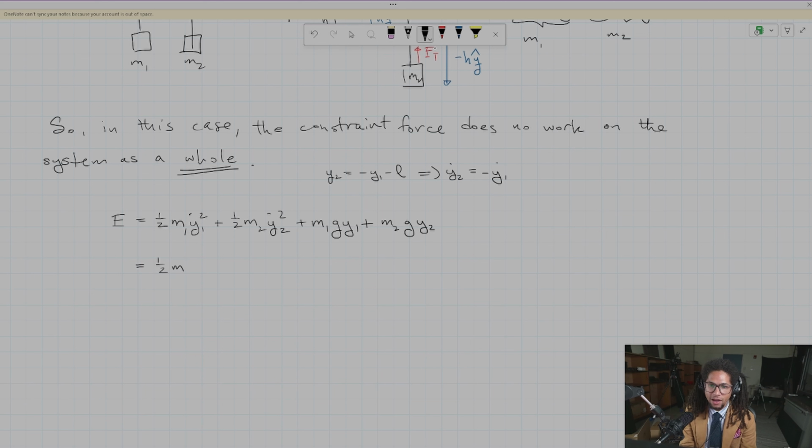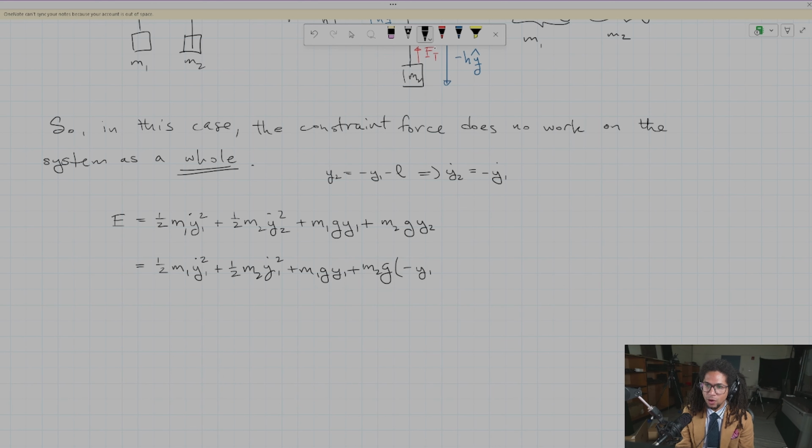Okay, so I have 1/2 m1 y1 dot squared plus 1/2 m2 times y1 dot squared. Notice that doesn't depend on the sign, so it doesn't matter that this has a minus sign here. Plus m1 g y1 plus m2 g times minus y1 minus L.